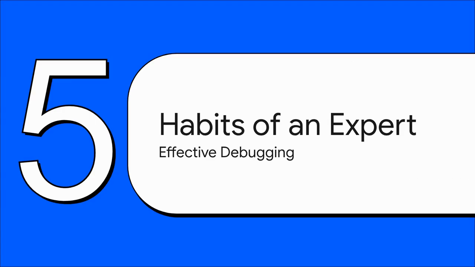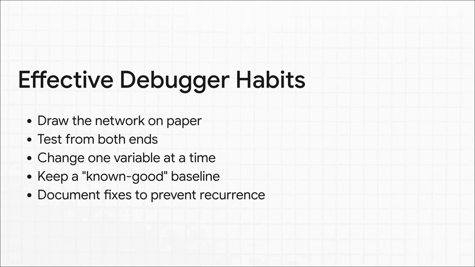So here's a really crucial point. Fixing the issue is only half the battle. To really truly become an expert troubleshooter, you need to adopt certain habits. It's about moving from just technical fixes to building professional practices. These 5 habits, they are absolutely non-negotiable for experts.